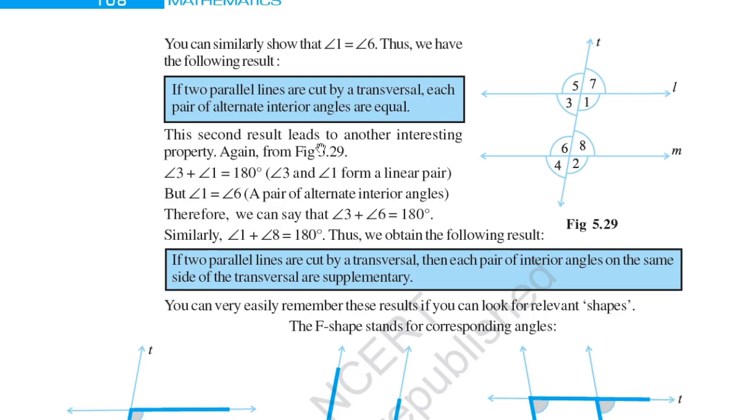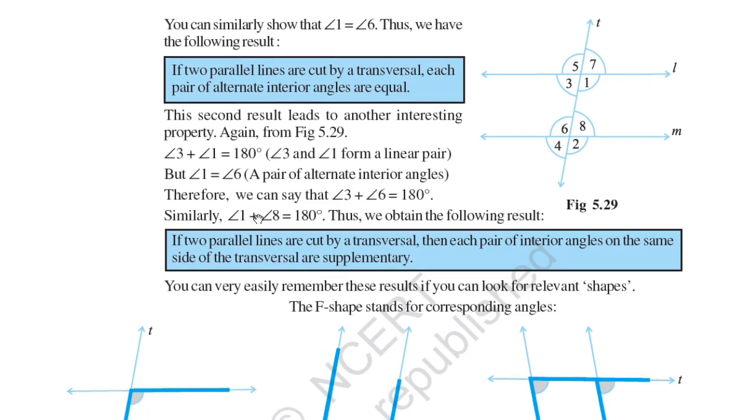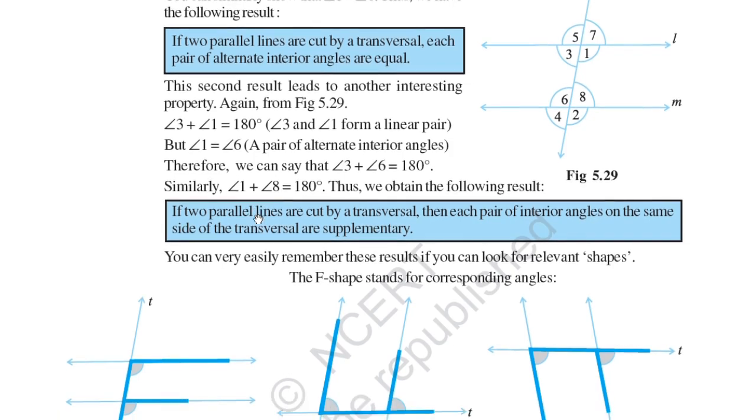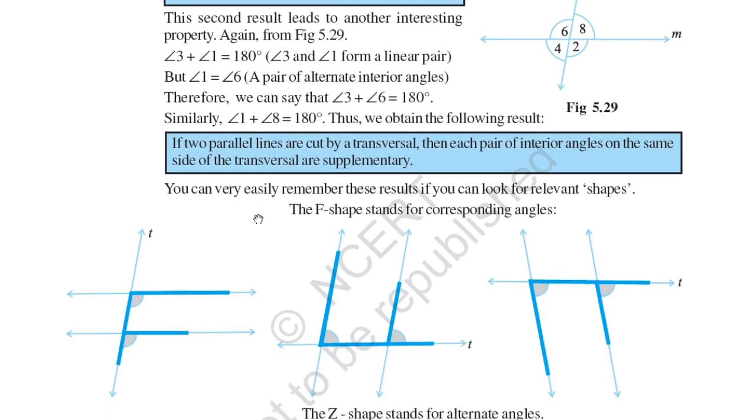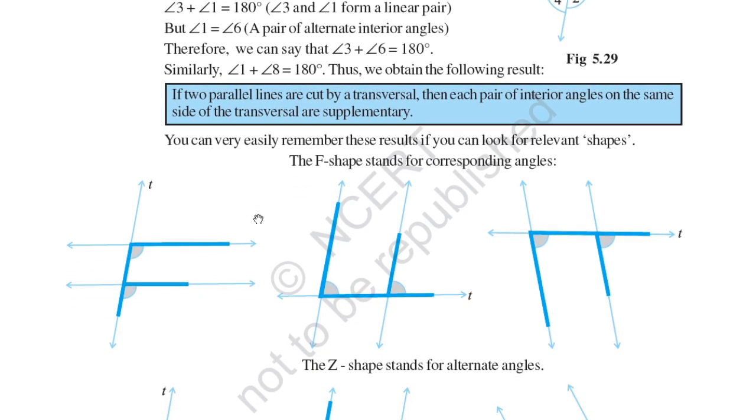This second result leads to another interesting property, again from figure 5.29. Angle 3 plus angle 1 is equal to 180 degrees. It is clear: angle 3 and angle 1 form a linear pair, that's why. But angle 1 is equal to angle 6, a pair of alternate interior angles. So therefore we can say that angle 3 plus angle 6 is equal to 180 degrees. Similarly, angle 1 plus angle 8 is equal to 180 degrees. Thus we can obtain the following result: if two parallel lines are cut by a transversal, then each pair of interior angles on the same side of the transversal are supplementary. You can easily remember this result if you look at the relevant shape.